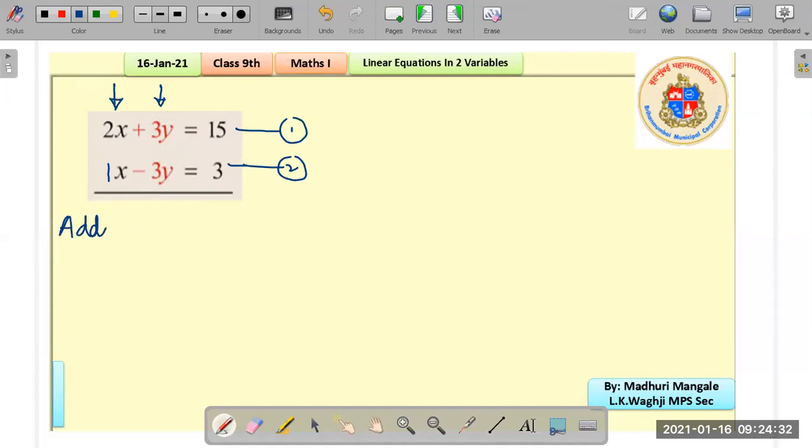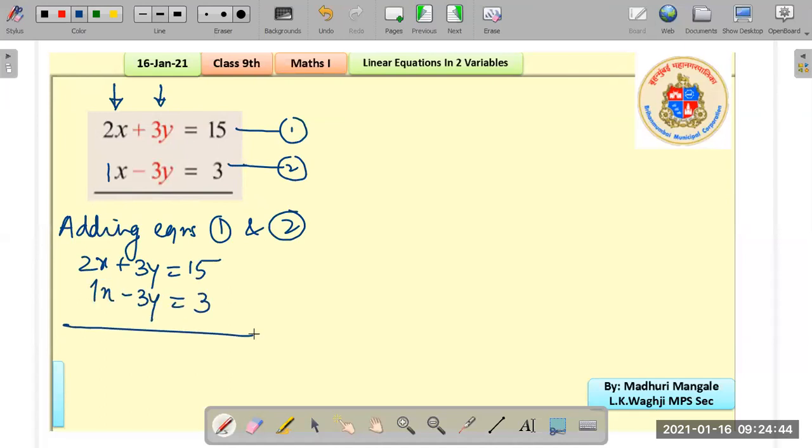So write out the sentence, adding equations 1 and 2. What do we get? 2x plus 3y equals 15. 1x minus 3y equals 3. If we add them, this will get crossed out. And what are we left with? 2 plus 1, that is 3x, which equals 15 plus 3, that is 18.